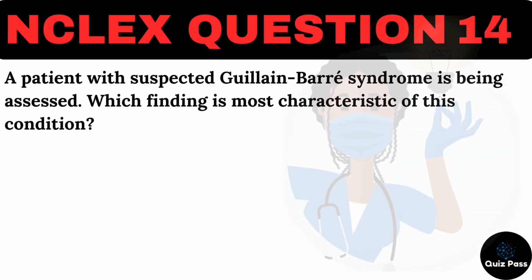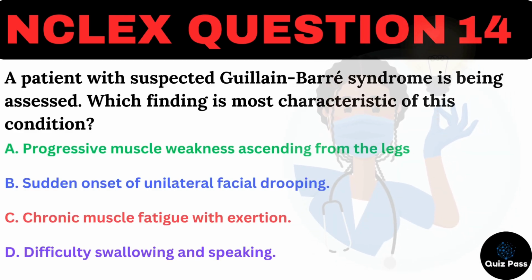A patient with suspected Guillain-Barré syndrome is being assessed. Which finding is most characteristic of this condition? A. Progressive muscle weakness ascending from the legs. B. Sudden onset of unilateral facial drooping. C. Chronic muscle fatigue with exertion. D. Difficulty swallowing and speaking.